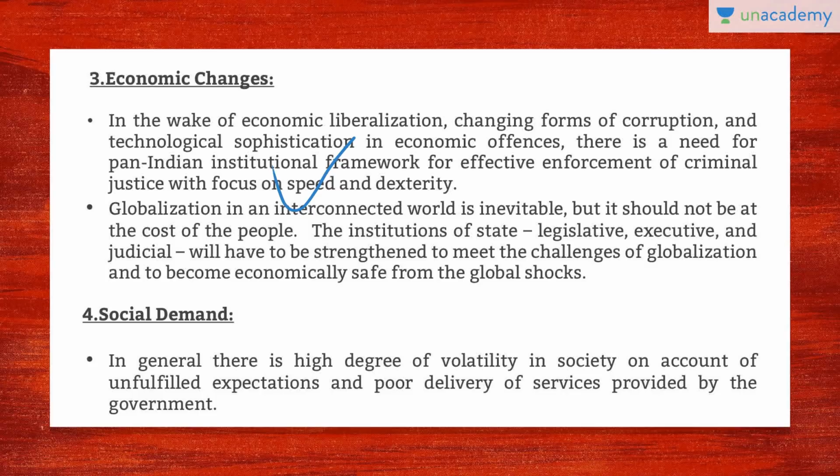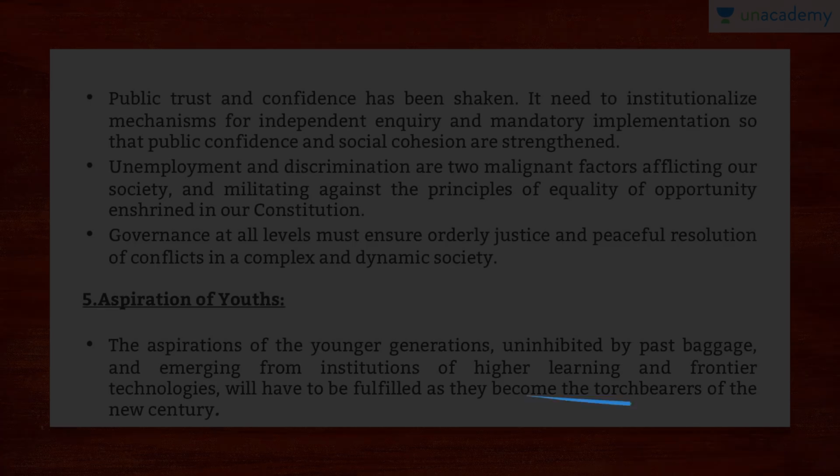So the legislature, executive and judiciary have to be strengthened further to meet the challenges of globalization and to be economically safe from global shocks. Then there is a social demand for these changes. There is a high degree of volatility in society. They want action, they want it now. They want accountability on unfulfilled expectations. They want accountability on poor delivery of services provided by the government.